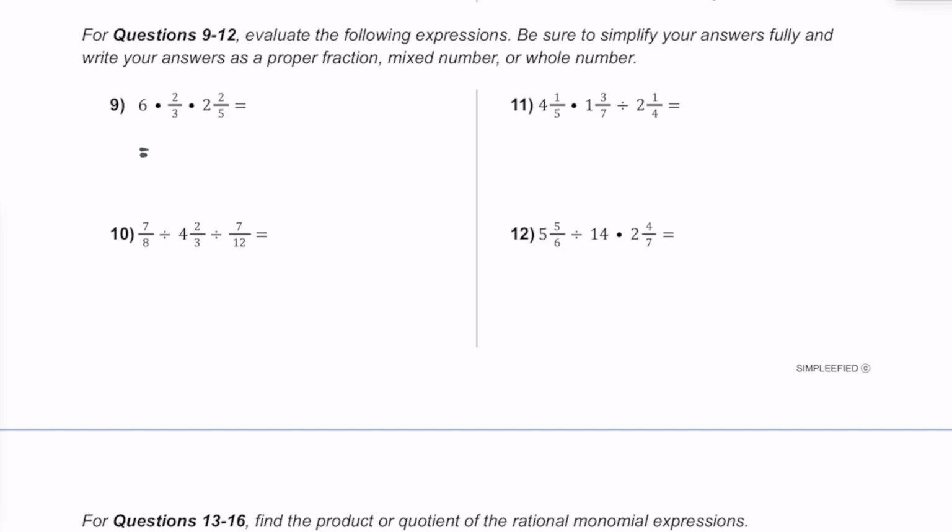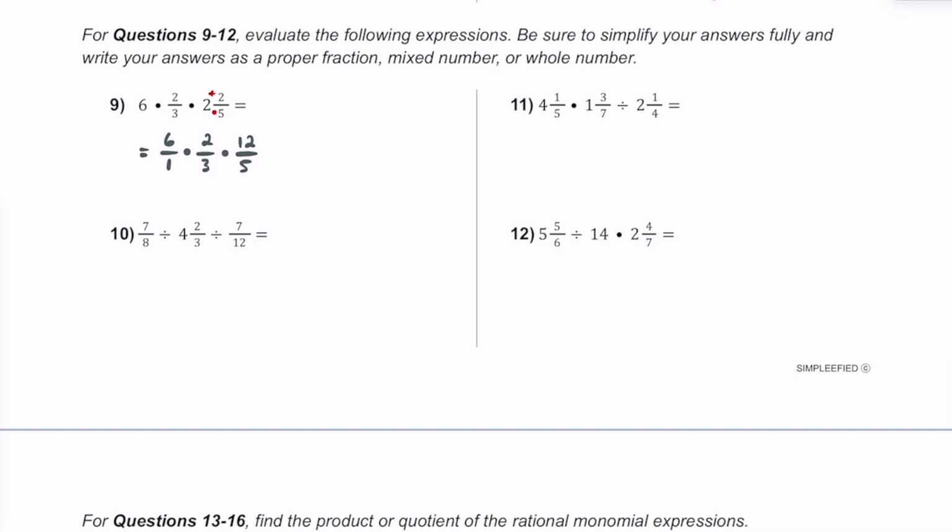I'm going to rewrite that as 6 over 1. All right, and then the 2/3 is perfectly fine. We're going to go ahead and just leave that alone. And then we have this mixed number. So 2 times 5 is going to be 10. 10 plus the 2 on top is going to be 12. So I'm going to write times 12 over 5 here. Okay, so this is how we could rewrite this.